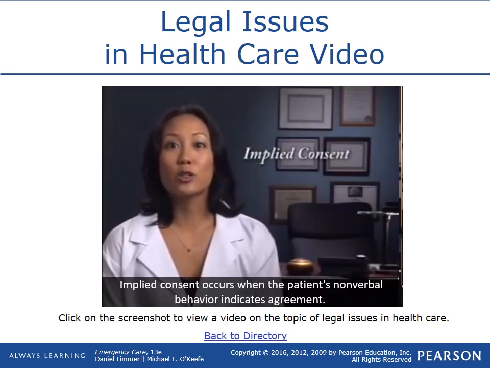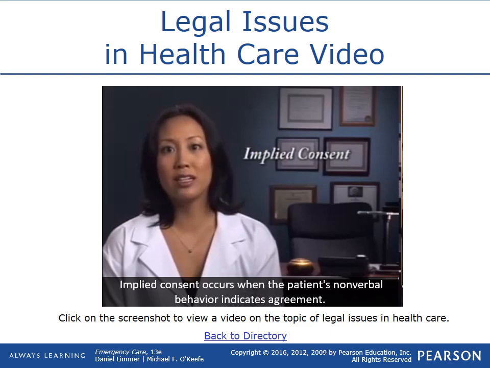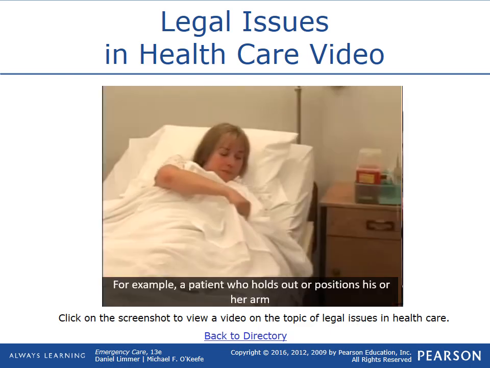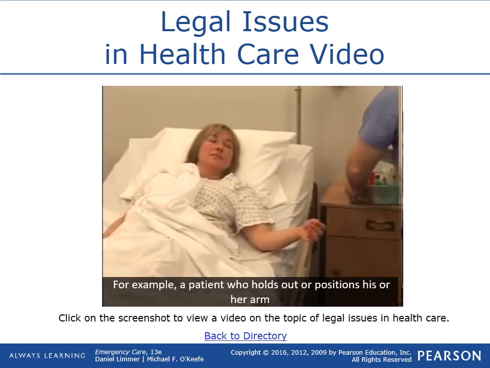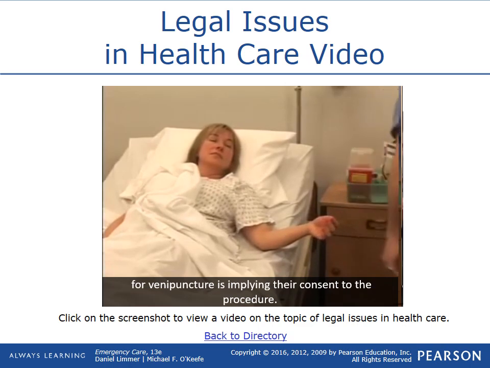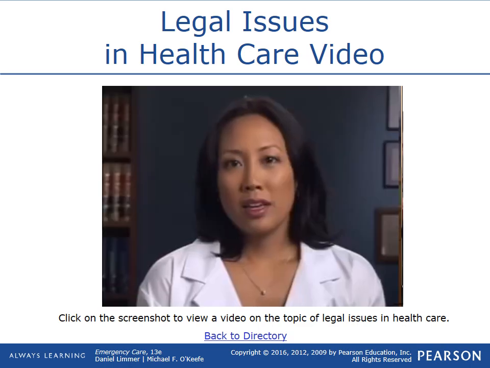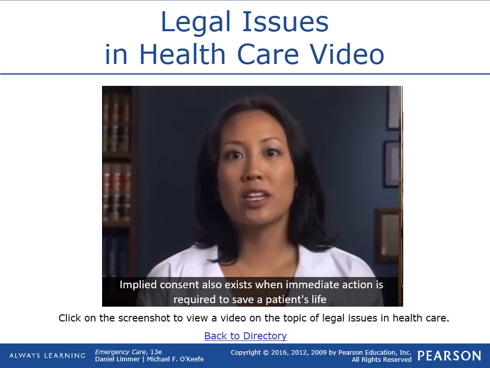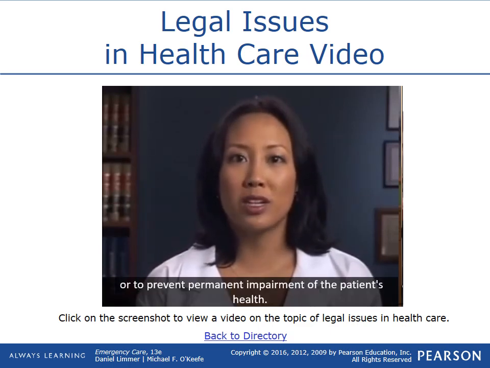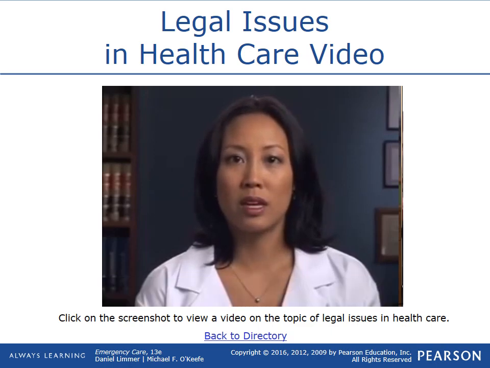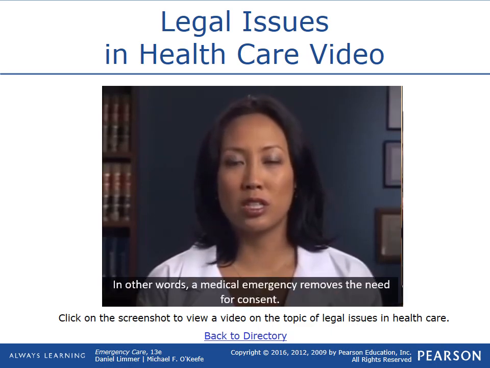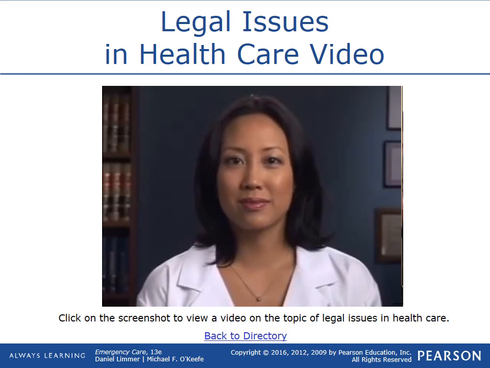Implied consent occurs when the patient's nonverbal behavior indicates agreement. For example, a patient who holds out or positions his or her arm for venipuncture is implying their consent to the procedure. Implied consent also exists when immediate action is required to save a patient's life or to prevent permanent impairment of the patient's health. In other words, a medical emergency removes the need for consent.